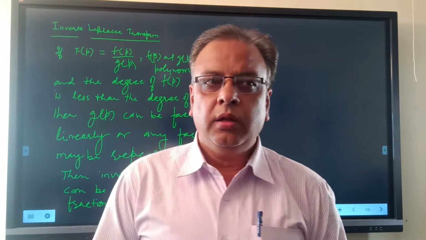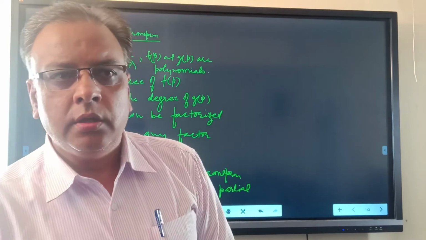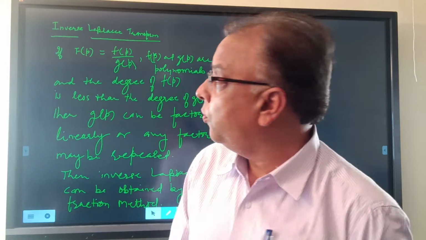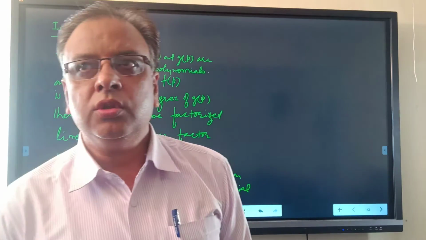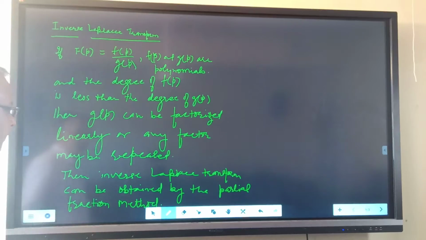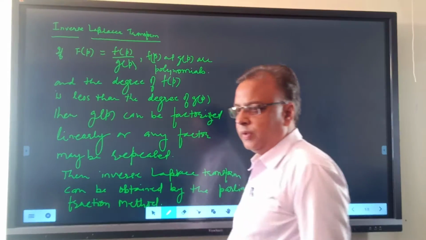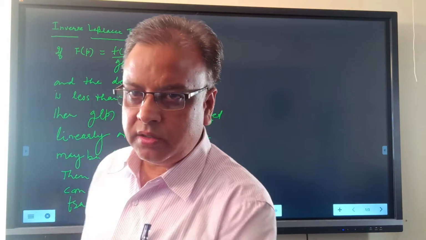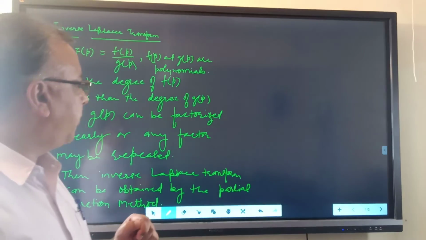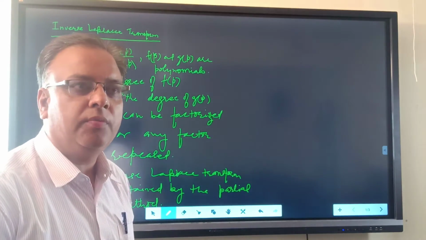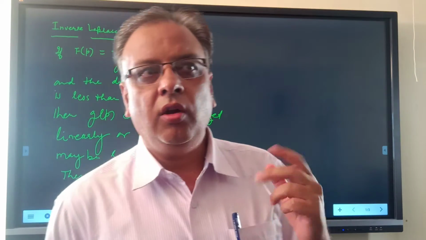Then to find the inverse Laplace transformation of such a function, we can use the well-known partial fraction method. With the help of the partial fraction method, first we factorize F(p) upon G(p) into linear factors and then we use the formula to find the inverse Laplace transformation of such functions.